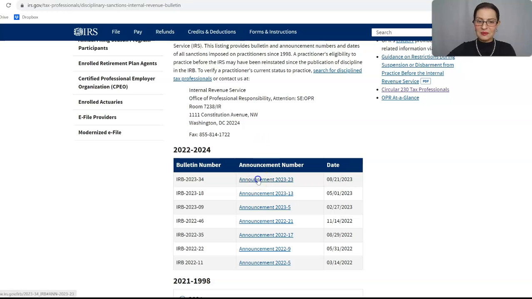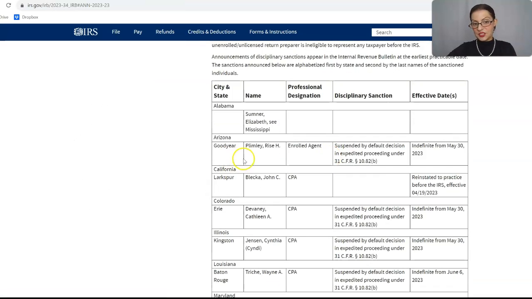So I'm going to show you a recent one. It shows the name of the practitioner, their professional designation, and then their disciplinary sanctions and the effective date. It also tells you the practitioners that have been reinstated. As you can see right here, this practitioner was reinstated to practice before the IRS, but just him being here shows that he actually was suspended or disbarred or whatever in the past. So to me, I feel like that's bad. You don't want to be on this list.